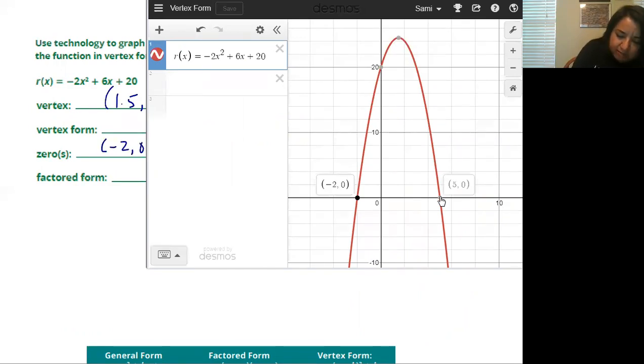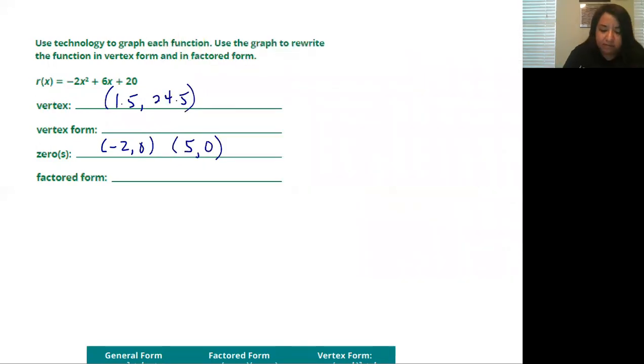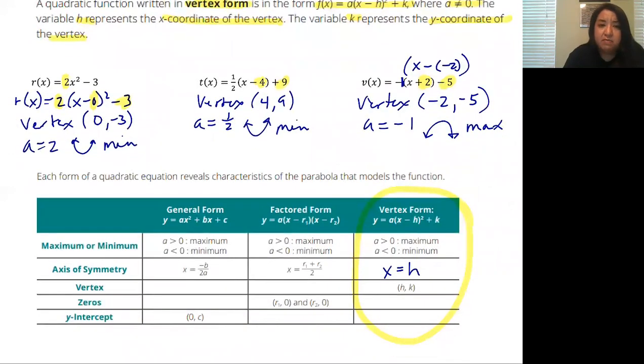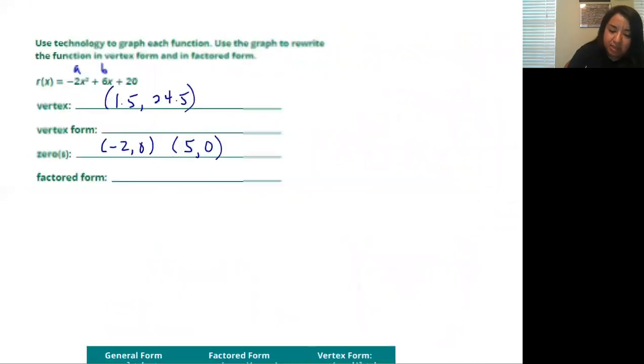So I now have everything I need to actually rewrite these in vertex form and factored form. Remember, my A value is -2, my B value is 6, and my C value is 20. So that A value remains consistent across all the forms. If you recall, down here, that A value remained consistent across general form, factored form, and vertex form.